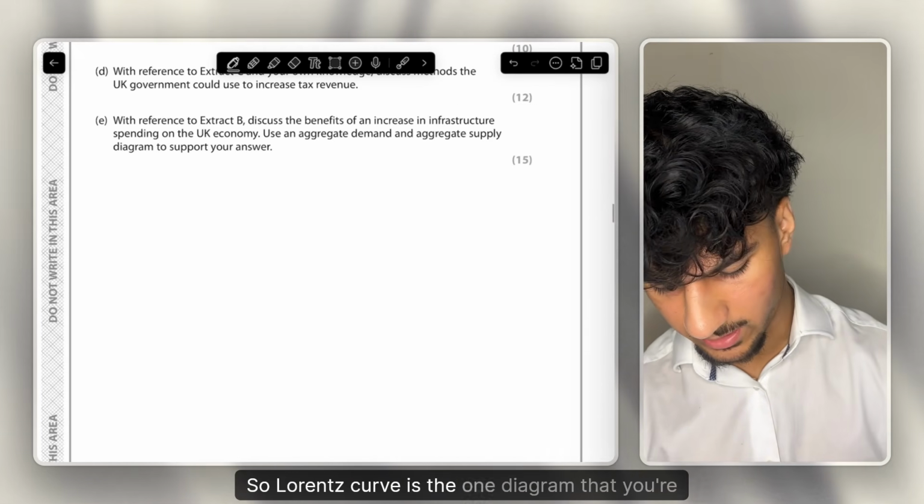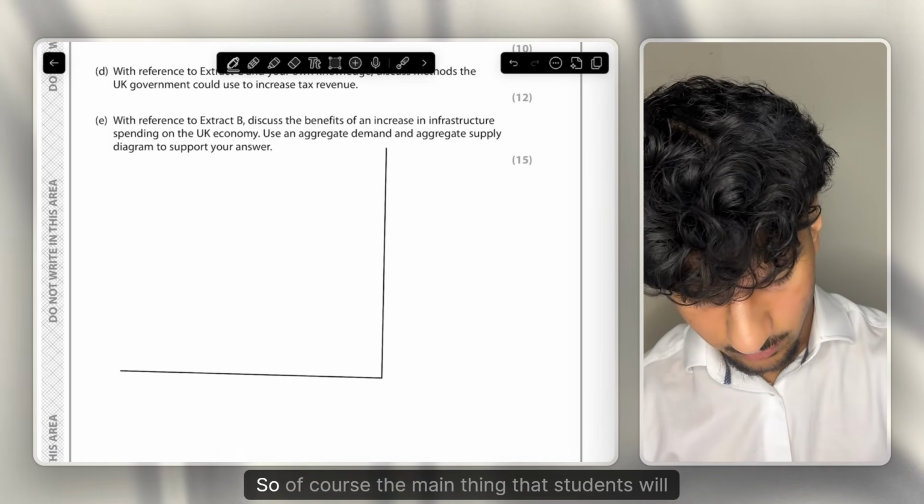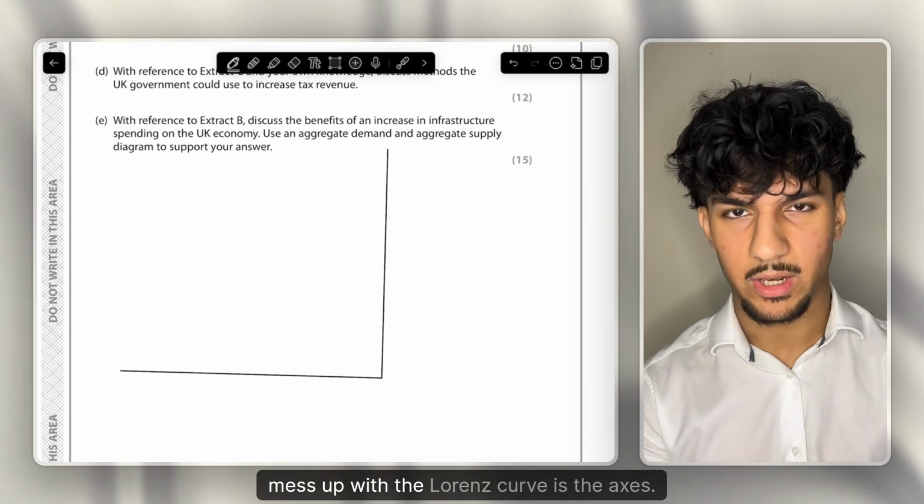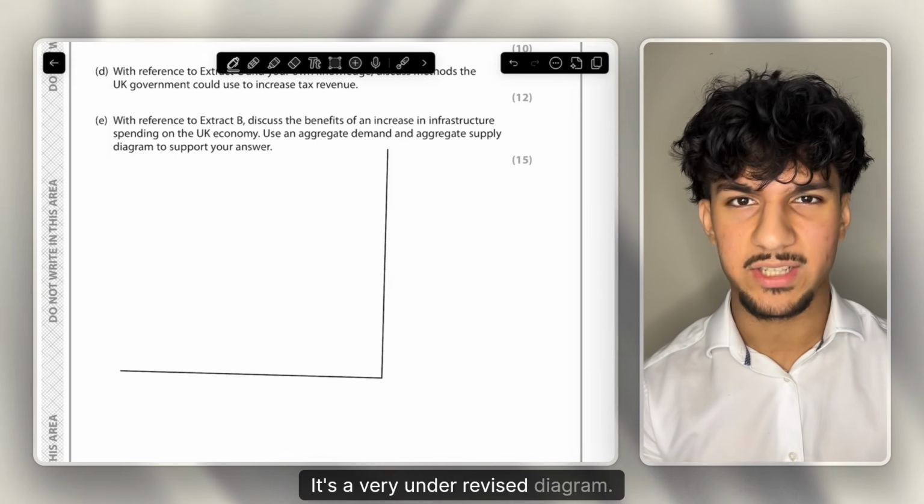So Lorenz curve is the one diagram that you're going to draw. It's kind of the axis is the other way around. So of course, the main thing that students will mess up with the Lorenz curve is the axis. Of course, there's lots of other mistakes. It's a very under-revised diagram.